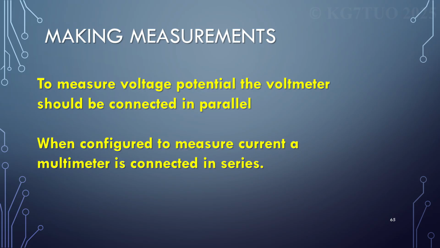When configured to measure current, it's in series. So you would hopefully not have to cut the wire. Take a circuit off and put the wire across. You can't measure a lot of current with these digital multimeters, but there are other pieces of equipment that you can put in there that will do that. When configured to measure current, a multimeter is connected in series. Okay, voltage parallel, current series.